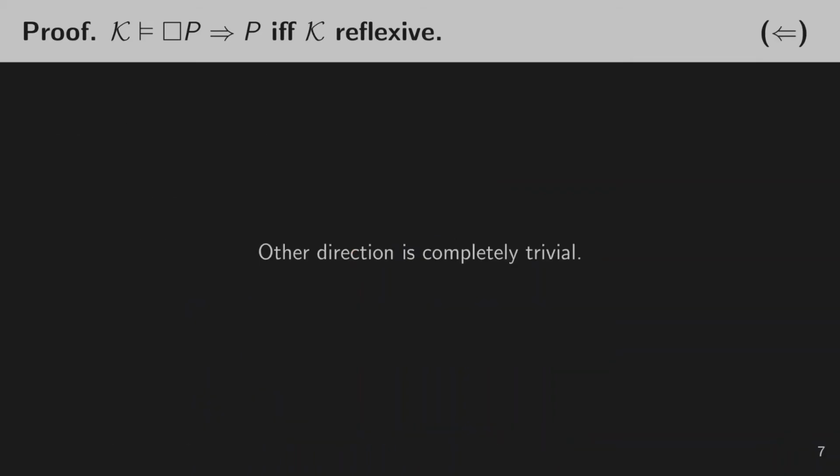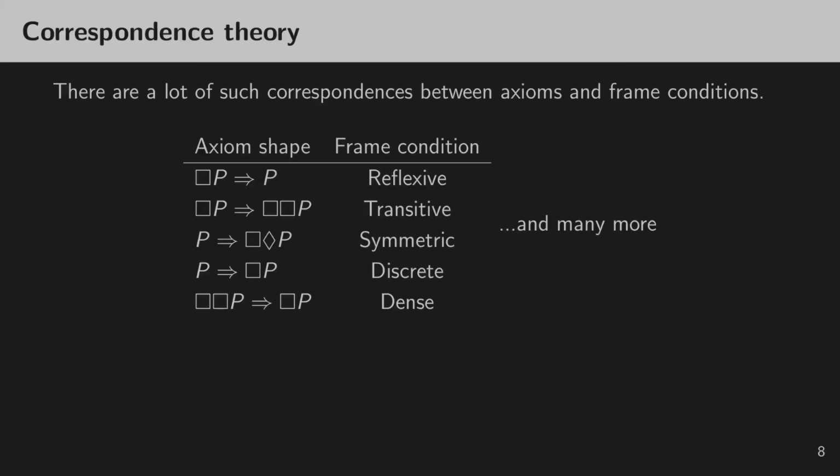And the other direction of the proof is completely trivial, so congratulations, you've just done your first very easy proof in modal correspondence theory. There are some great general theorems in correspondence theory, where if you have an axiom shape satisfying certain properties, you can computably determine the frame condition that it corresponds to.